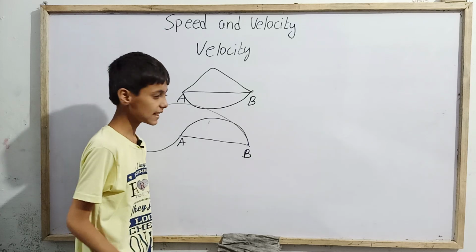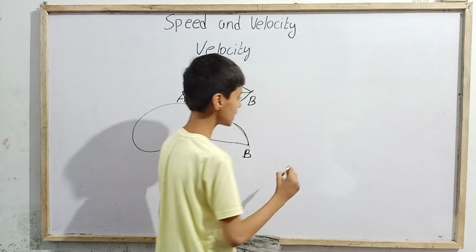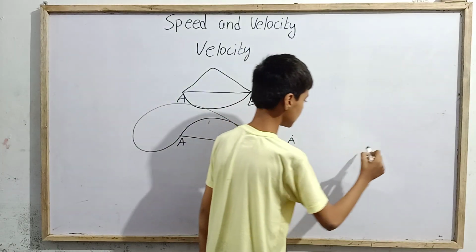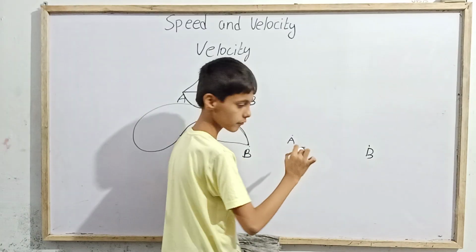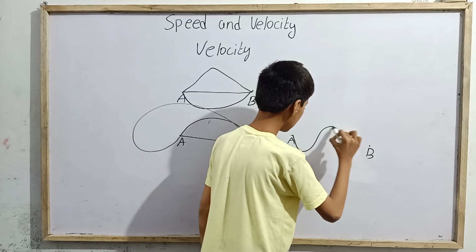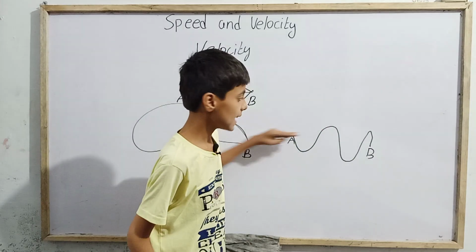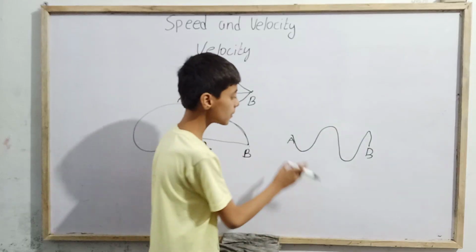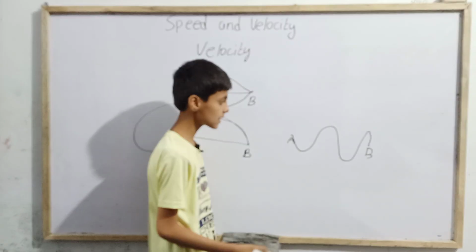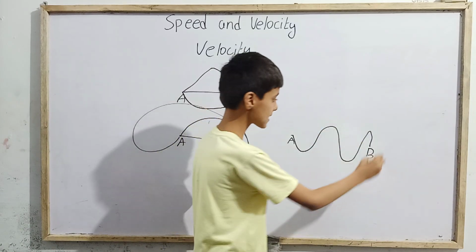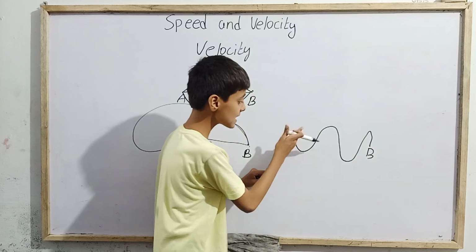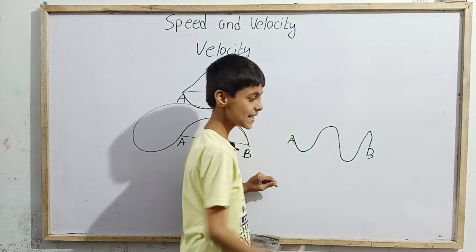Okay, this is clear. Let us take one more example. If we have 2 points, here A and here B again, and I am going from A to B like this, like a wave. If I am going from A to B like this, what is my distance? Its length will be called my distance. So this is my distance.